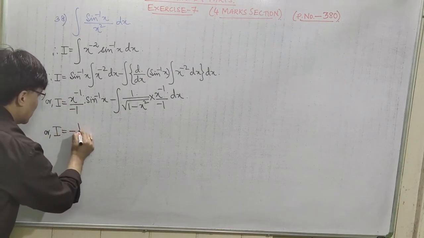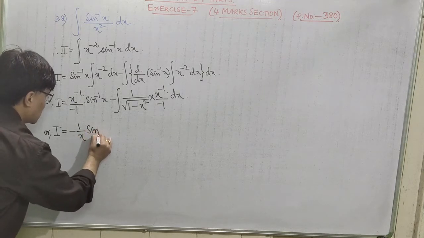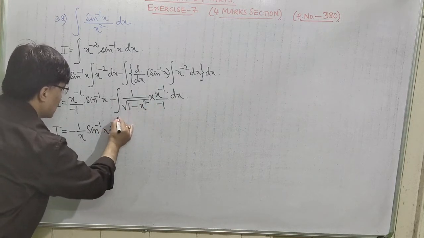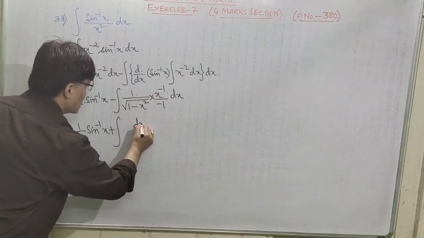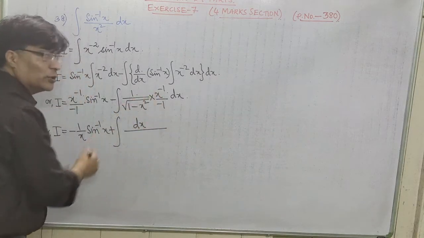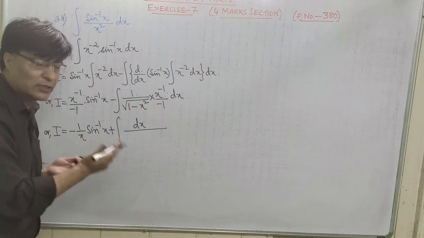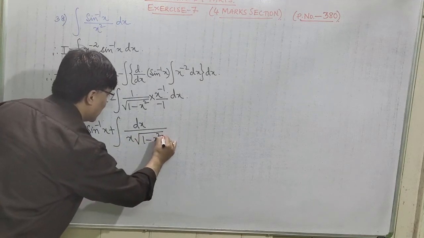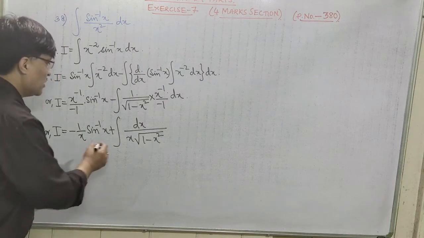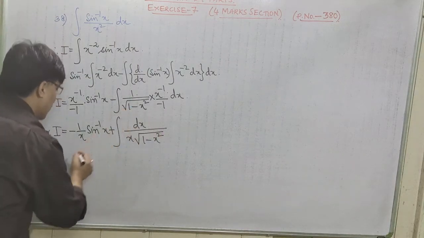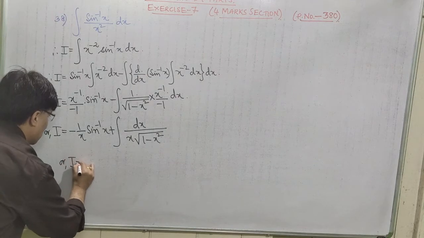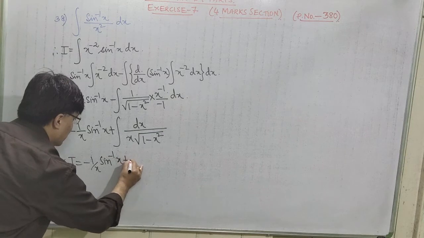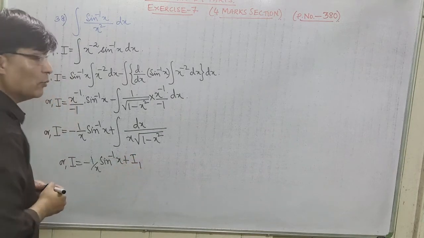x to the power minus 1 means 1 upon x, and this is your sine inverse x, minus, so this minus into minus is plus, integration of, this is 1 into dx is dx, so this x to the power minus 1 is written in the denominator, it becomes x, isn't it? So x, this is root over 1 minus x square. Okay, so now we have to evaluate this integration. Let us write it as I1. So I is equal to minus 1 upon x sine inverse x plus this I1.